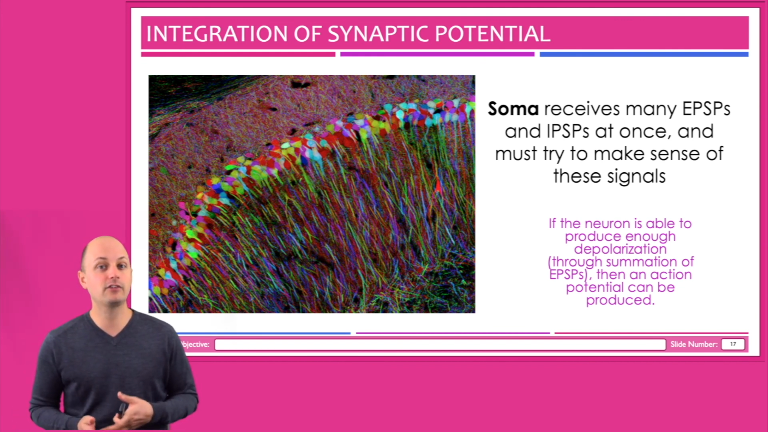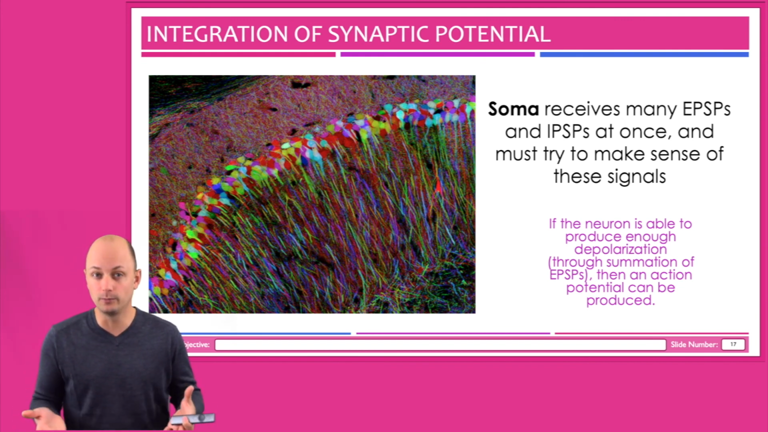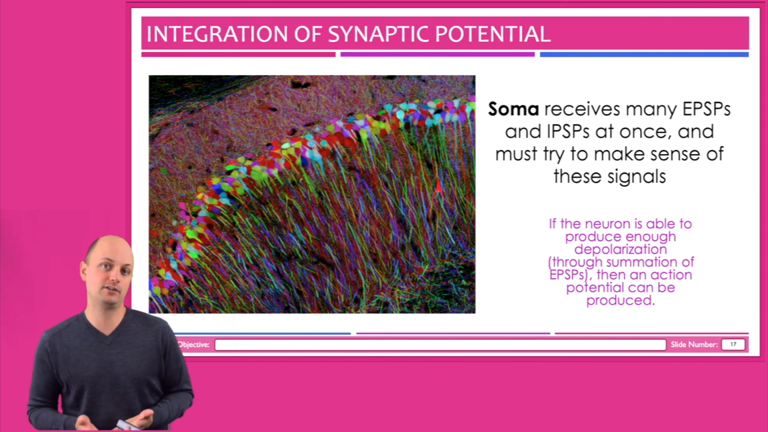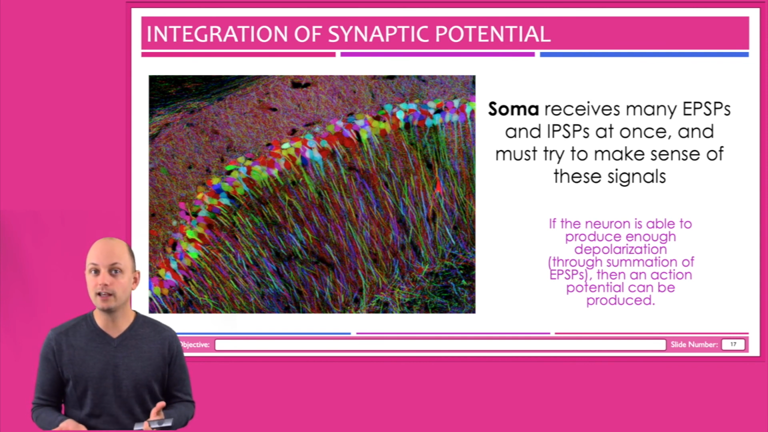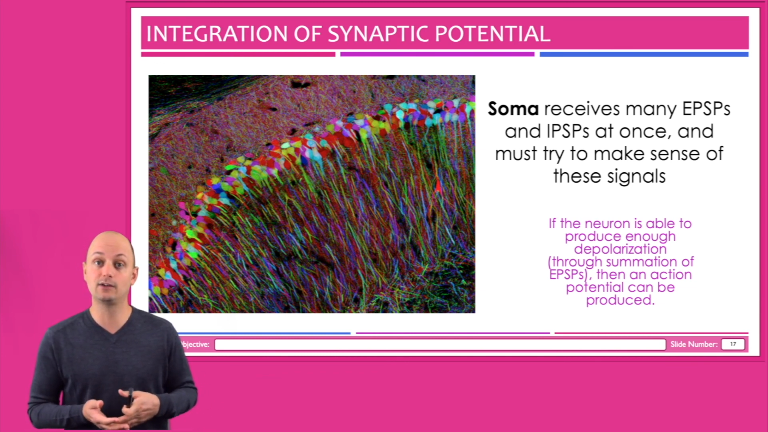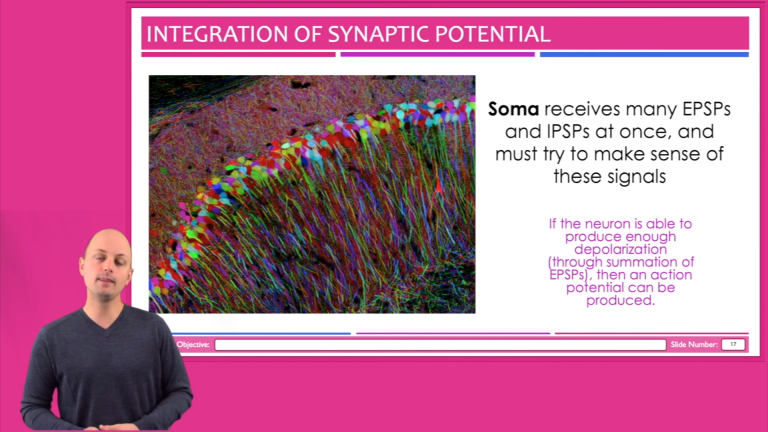In a way, this makes the soma kind of like a supercomputer. It's tasked with adding up all of these changes in membrane potential. And you can appreciate how complicated that calculation must be if you look at the density of all the dendrites in this photo here, which is again taken from a slice of the brain.